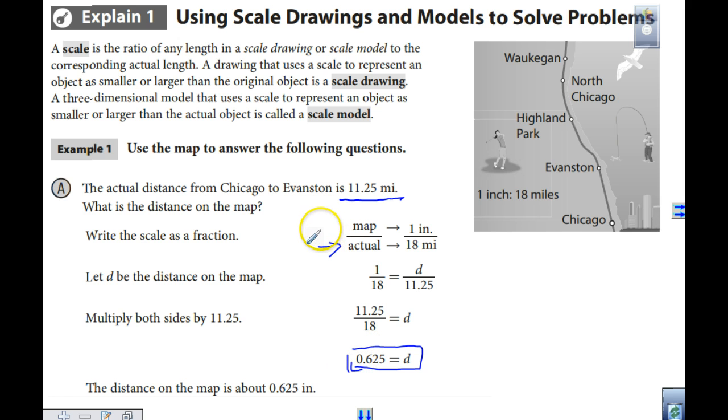So again, very important to see that both map measurements have to be on top or both on the bottom.